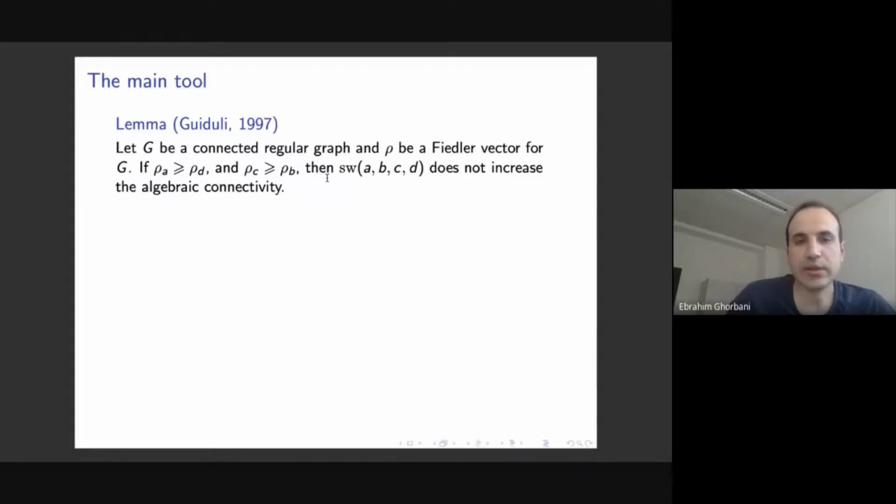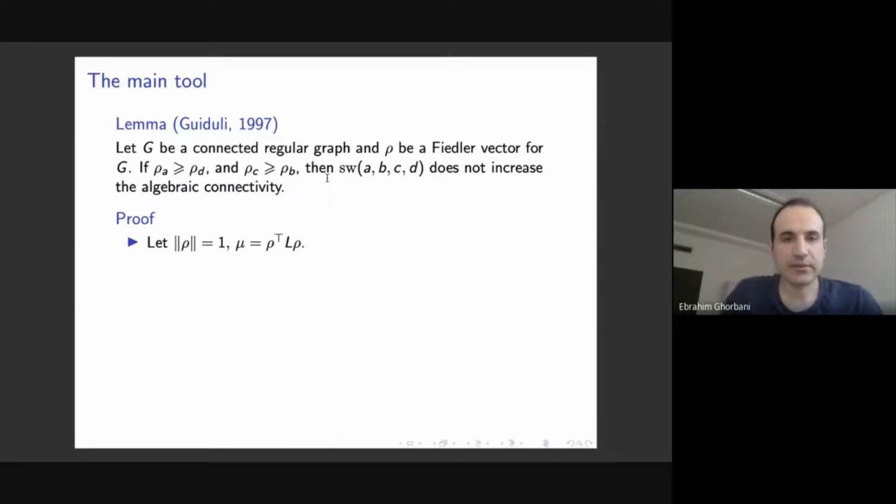The argument is very simple. Suppose that we have rho as the Fiedler vector of G. This means that we can assume it's a unit vector, and so we have mu equal to rho transpose times L times rho.